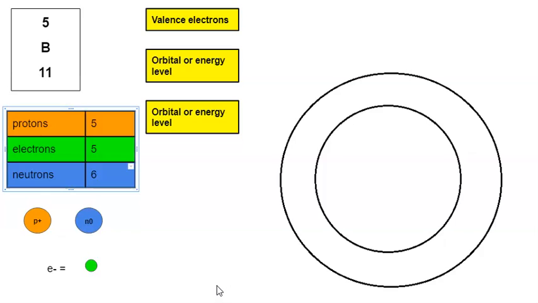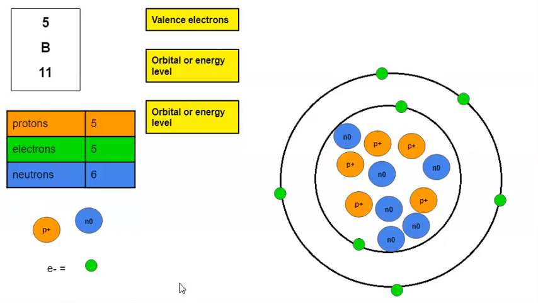Okay, so now that I know this, I'm going to take a moment and fill my atom model here with the protons and neutrons and the electrons. Okay, so I have all my particles. Remember, particles are protons, electrons, and neutrons. All my particles are moved into place. I have my 5 protons in the nucleus and my 6 neutrons in the nucleus. And I also have my electrons set up.